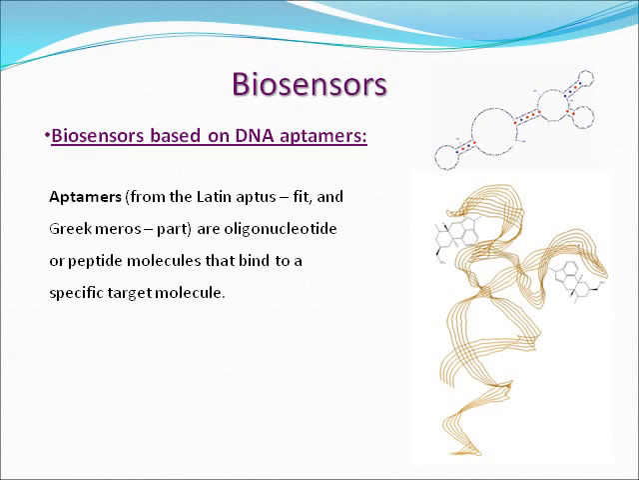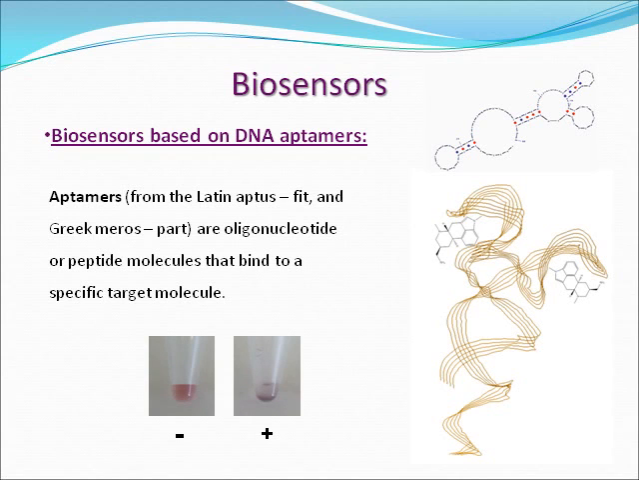DNA aptamers can be linked to different types of transducers. In this case, DNA aptamers were linked to gold nanoparticles. So the solution of DNA and gold nanoparticles is pink, and then in presence of the target molecule, it turns into a dark purple precipitate.